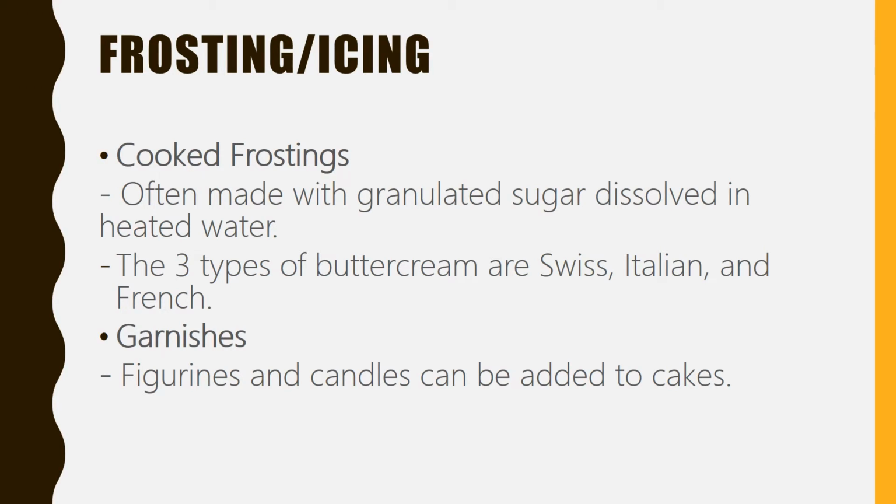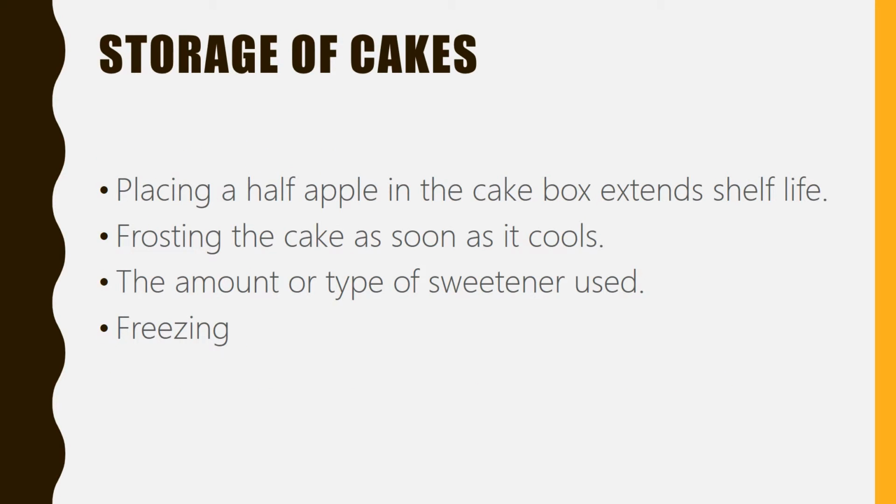Garnishes. Numerous garnishes from figurines to candles can be added to cakes, limited only by the imagination. There are several different ways you can store the cake. Placing half an apple in the cake box extends the shelf life. Frosting the cake as soon as it cools helps with moisture. The amount of sweetener used matters too. Freezing is also the best way to store a cake for a longer period of time.